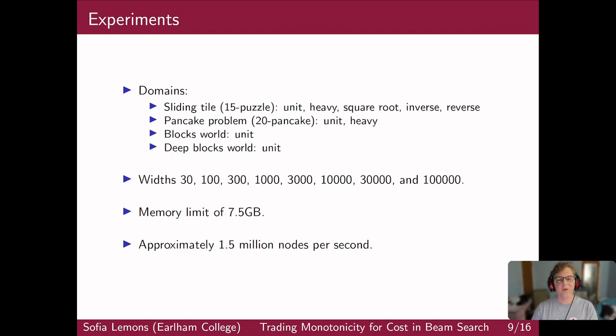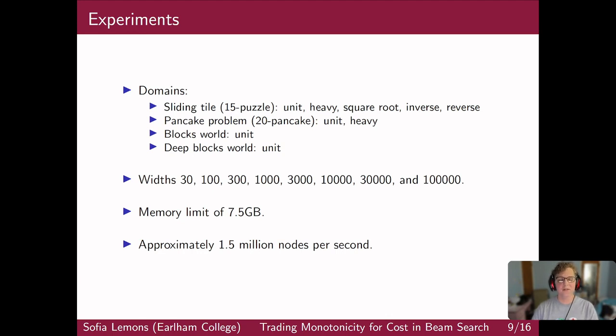And in the pancake problem, we used 2 cost models: unit cost and heavy cost, where the cost to flip a stack of pancakes is the identification number of the pancake immediately above the spatula. In Block's World, we used the standard Block's World, in which blocks can be moved from one stack directly to another, and Deep Block's World, where blocks can be picked up and put down, causing solutions to be deeper down in the state space.